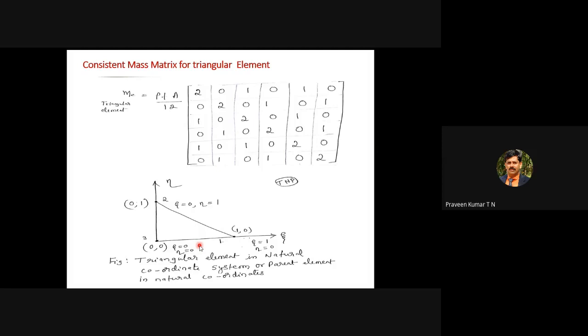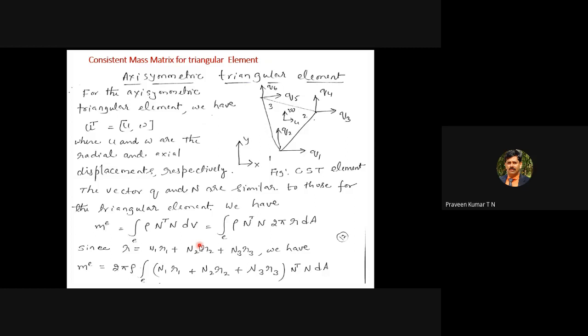This part of your module 5 is easy compared to the other part of module 5, that is axisymmetry, which has lengthy derivations. Better to concentrate more on the vibration part in module 5. Then as per your syllabus, you have to study the axisymmetric triangular element.